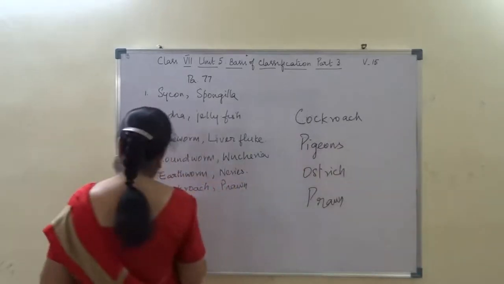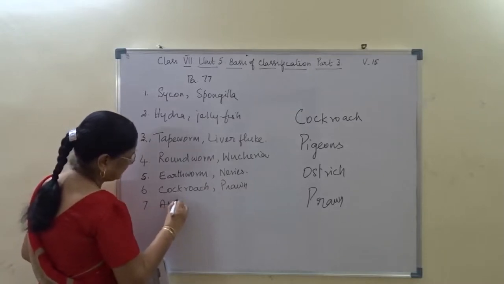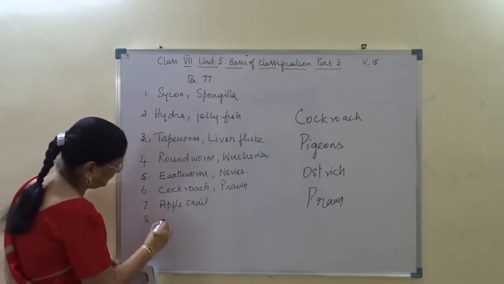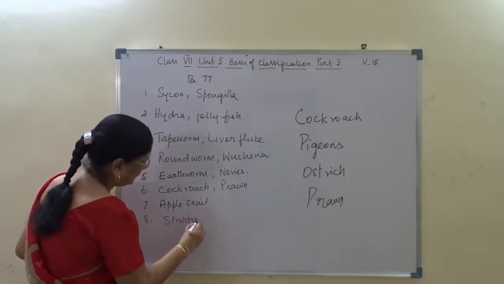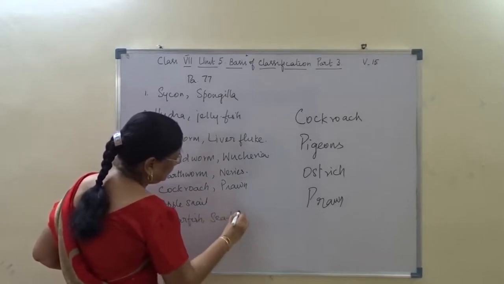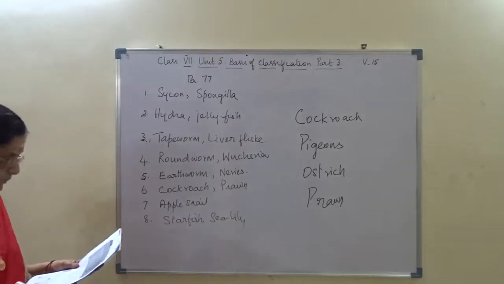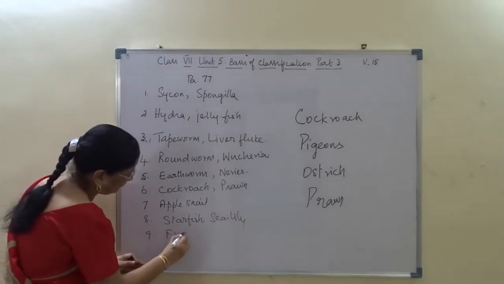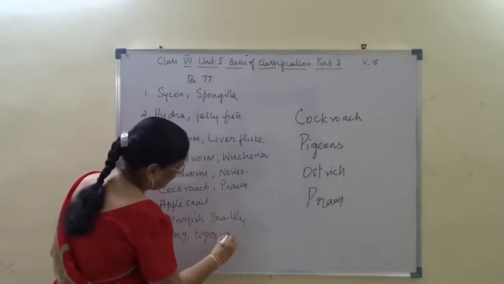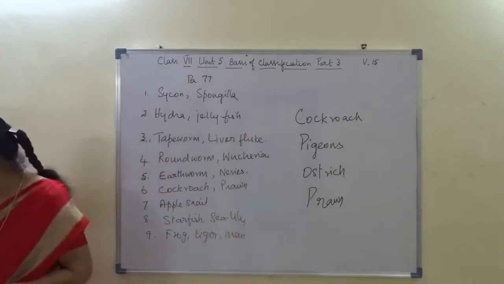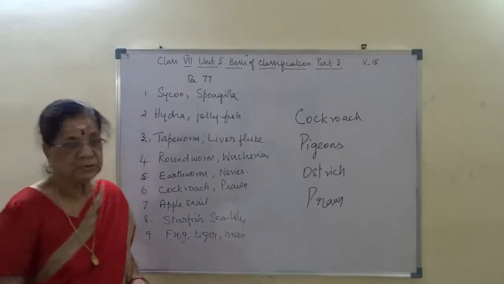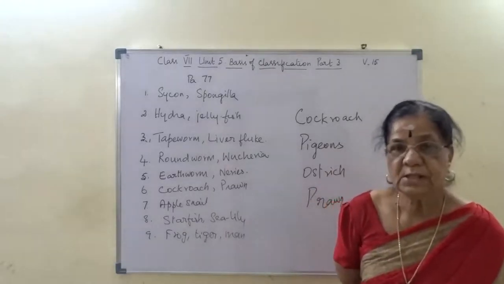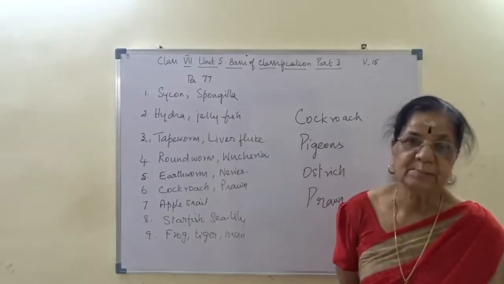Then phylum Mollusca: apple snail. Snail, we commonly say apple snail. Then phylum Echinodermata: starfish and sea lily. Then phylum Chordata, with the backbone: frog, tiger, and human. I hope you are able to follow this. Phylum name and character are given, and you are asked to fill up the column with examples.